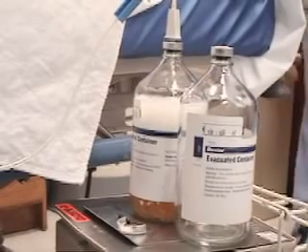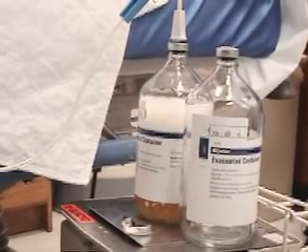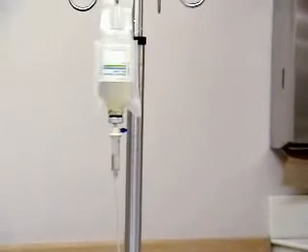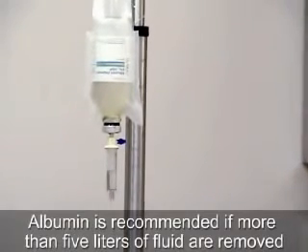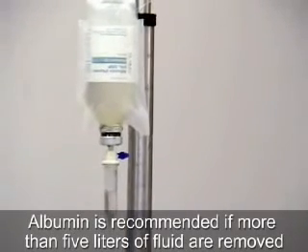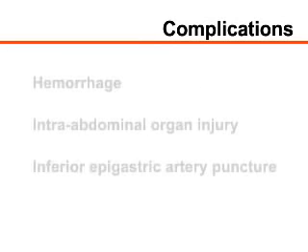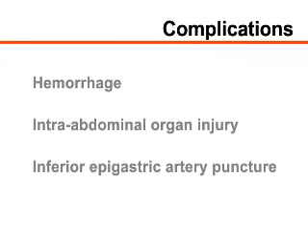Post-paracentesis circulatory dysfunction may occur after large volume paracentesis and may lead to hypotension, hyponatremia, renal failure, and shortened survival. Although the use of albumin as a plasma expander is controversial, its use is recommended if more than 5 liters of fluid have been removed. Other complications of paracentesis include localized infection, abdominal wall hematomas, and persistent ascites fluid leak. More serious complications are rare and include hemorrhage, intra-abdominal organ injury, and inferior epigastric artery puncture.